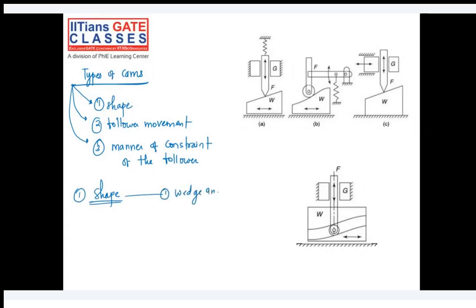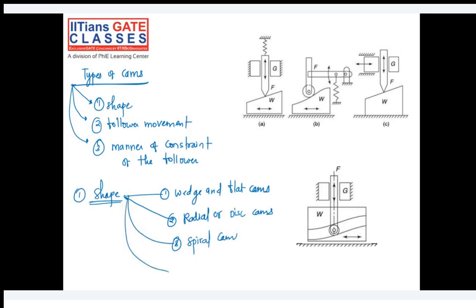cams. Okay. Second, it is radial or disc cams. Then third, spiral cam. Okay. Cylindrical cam.